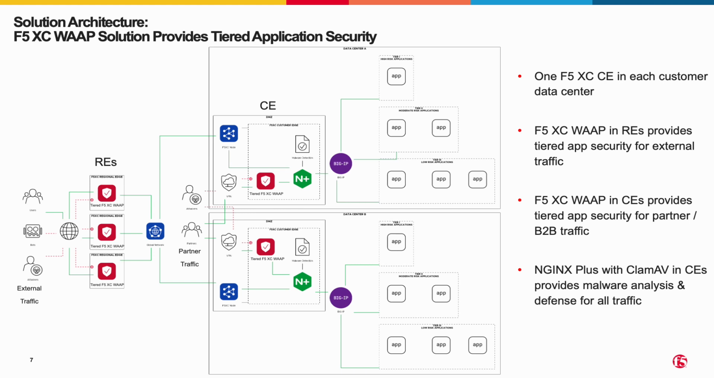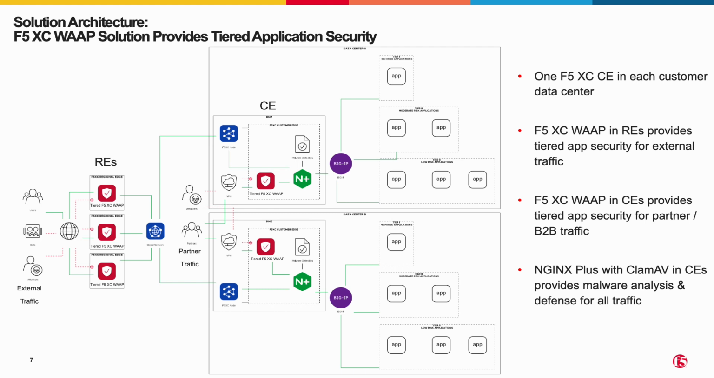Deploying F5 XC WAAP in the regional edge provides tiered application security for externally sourced traffic. Deploying F5 XC WAAP in the customer edges provides tiered application security for partner and B2B source traffic. Deploying Nginx Plus with third-party open source antivirus and malware analysis tools in the CEs provides protection for all traffic, both external and partner sourced.